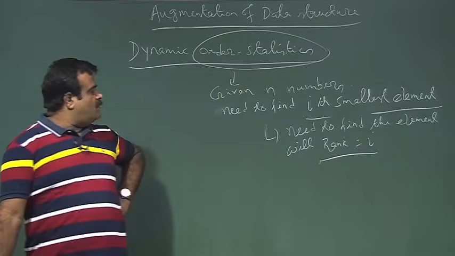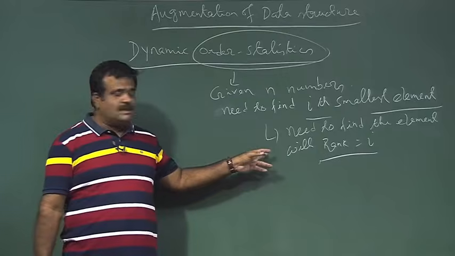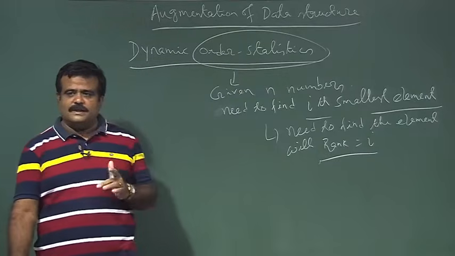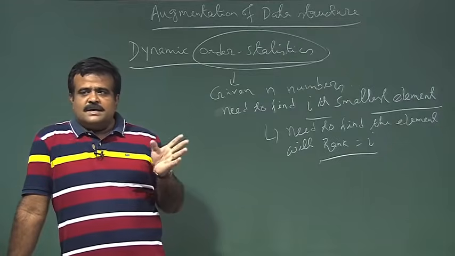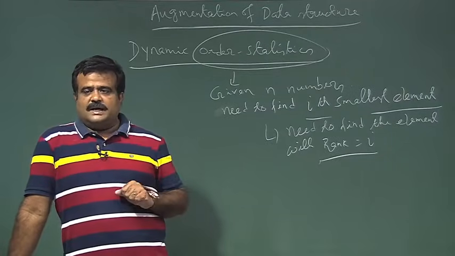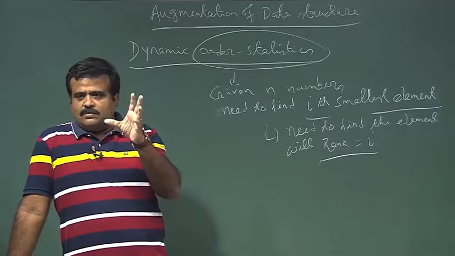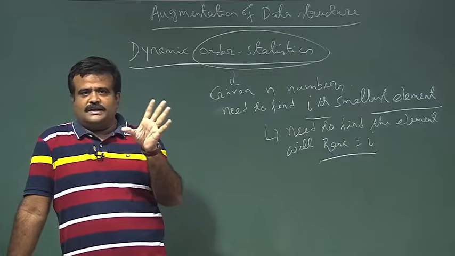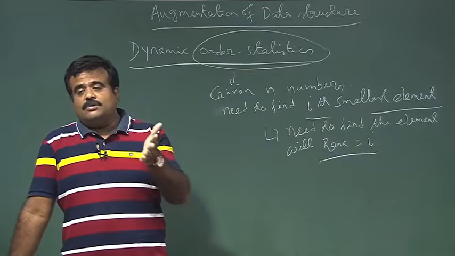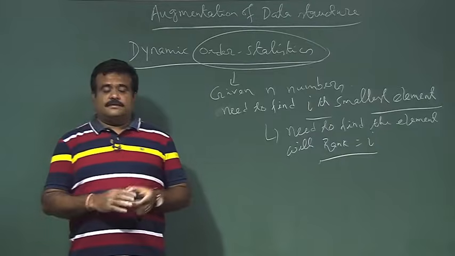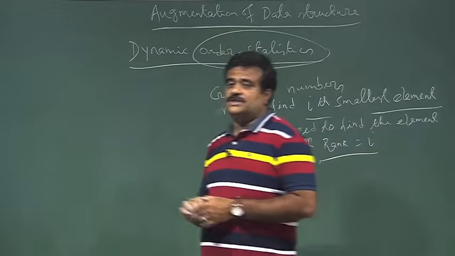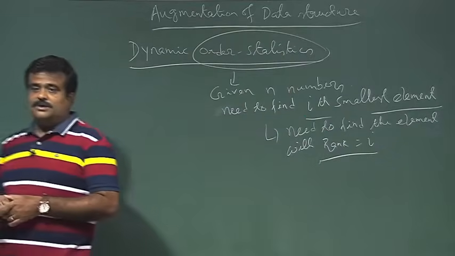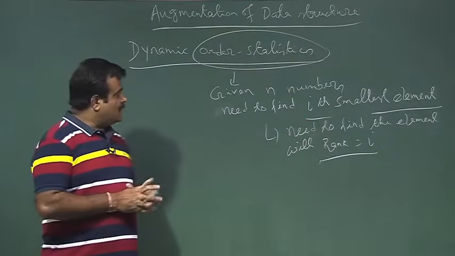So this is the problem of order statistics, and we have seen some algorithms to solve this problem, like select, then the randomized version of select, which takes linear time in expectation. Then we looked at finding a good pivot, so that the worst case is guaranteed linear time. So that we have seen.